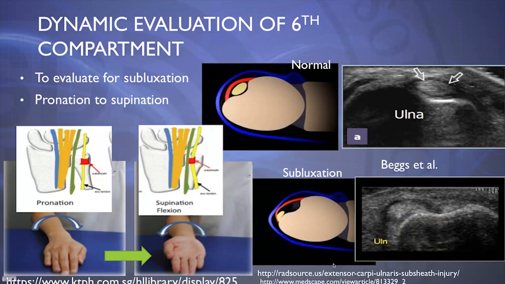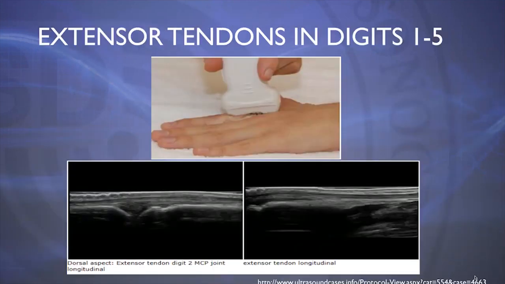And this is just showing you here an image if you were asked to look more at the extensor tendons in the digits going from 1 to 5. This particular image and photograph is showing the extensor tendon digit in the 2nd metacarpal phalangeal joint in longitudinal. Just showing you that there. You may be asked to look at the fingers.